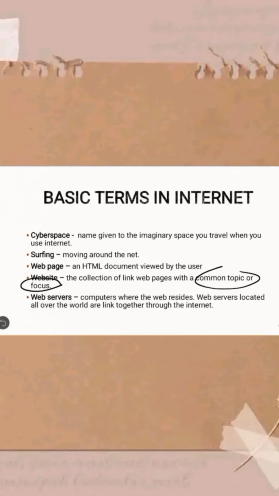And web servers, computers where the web resides. So that is it. Computers where the web resides. Web servers located all over the world and linked together through the internet. So we have different web servers around the world, and those are all linked together through the internet.